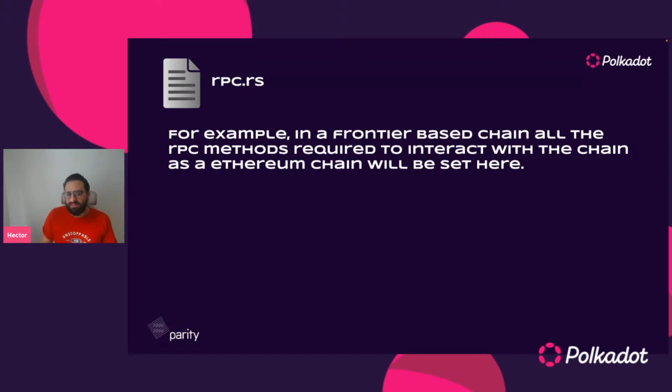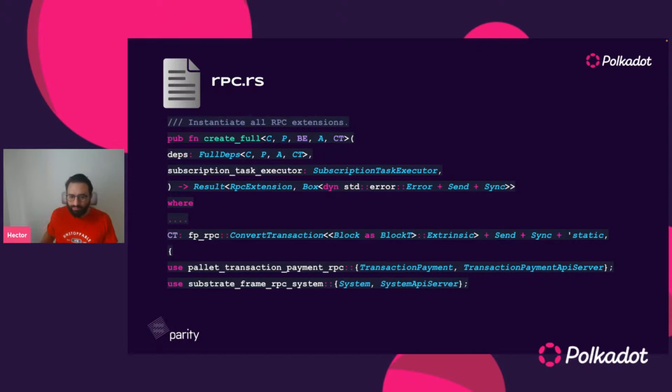Well, something interesting is, for example, if you want to run an Ethereum-like chain, all your RPC methods, which allow a specific Ethereum wallet to connect to the node, are expecting certain RPC methods. Well, those are defined or initialized in the rpc.rs file. So the content of the RPC file looks like this.